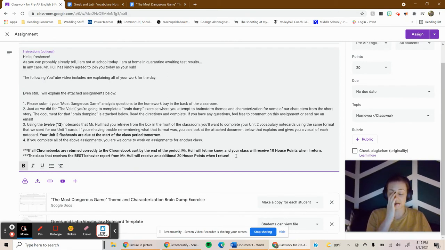Important note, especially since I know my pre-AP kids are really concerned about being first in the House Cup points, and we're pretty close right now. At the bottom it says, if all the Chromebooks are returned correctly to the Chromebook cart by the end of the period, meaning they're in the correct spot, right side up with the number and the labels right side up, not upside down, and plugged in the right spots, Mr. Hull's going to check at the end of the period, and if they're all correctly in there, he's going to give you guys 10 house points for your class.